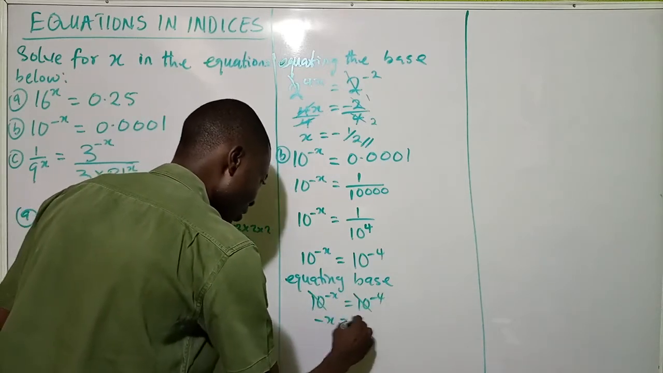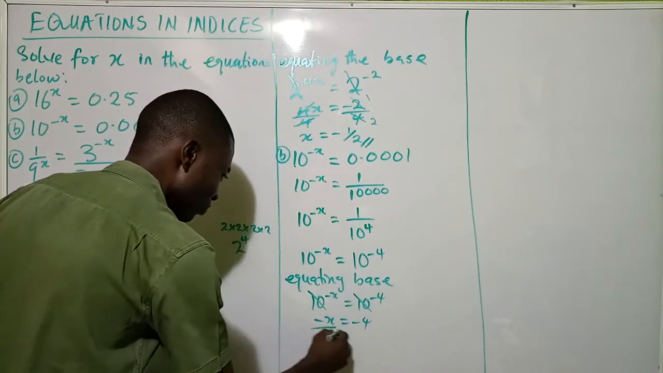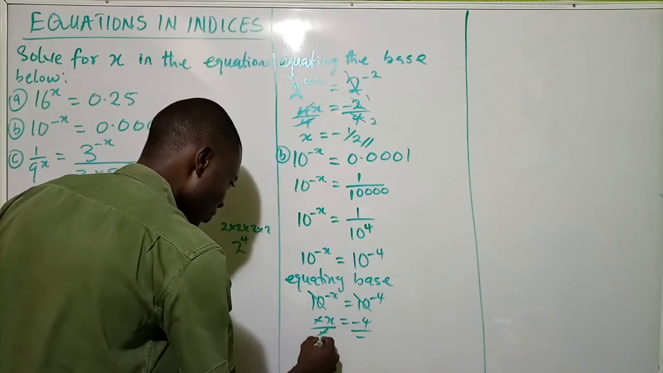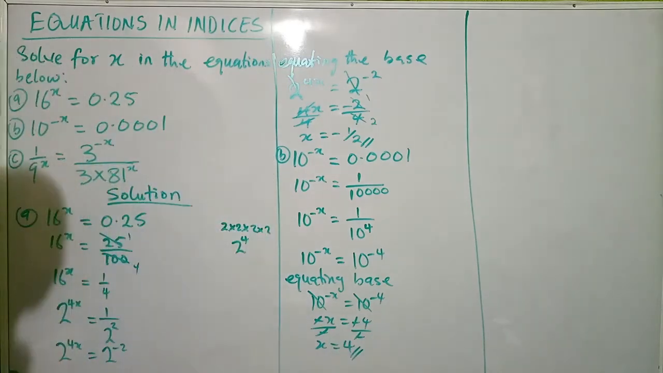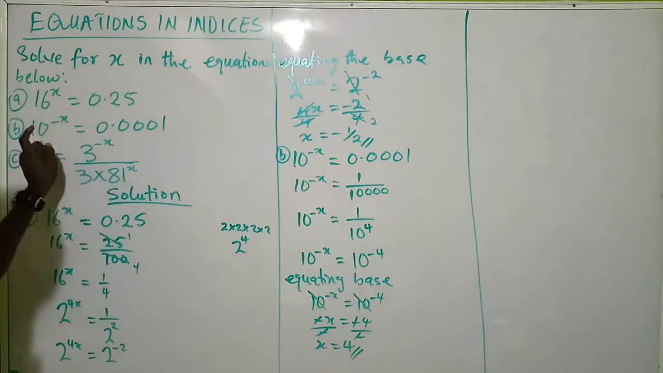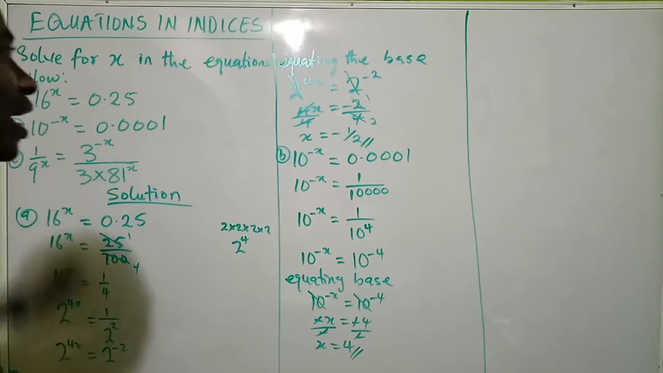So this goes with this, leaving us with what? Minus x equals to what? Minus 4. Divide both sides by minus. So x is equal to what? 4. That is it. x equals 4. That is B. Now let's go to the last one.